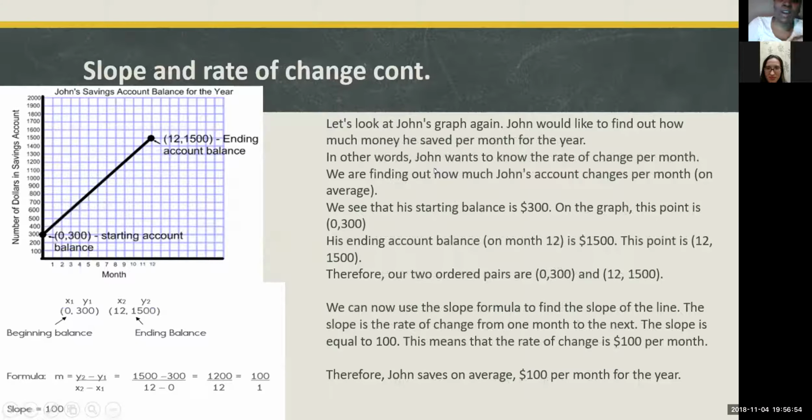This is John's saving account balance of the year. Let's look at John's graph again. John would like to find out how much money he saved per month for the year. In other words, John wants to know the rate of change per month. We are finding out how much John's account changes per month on average.